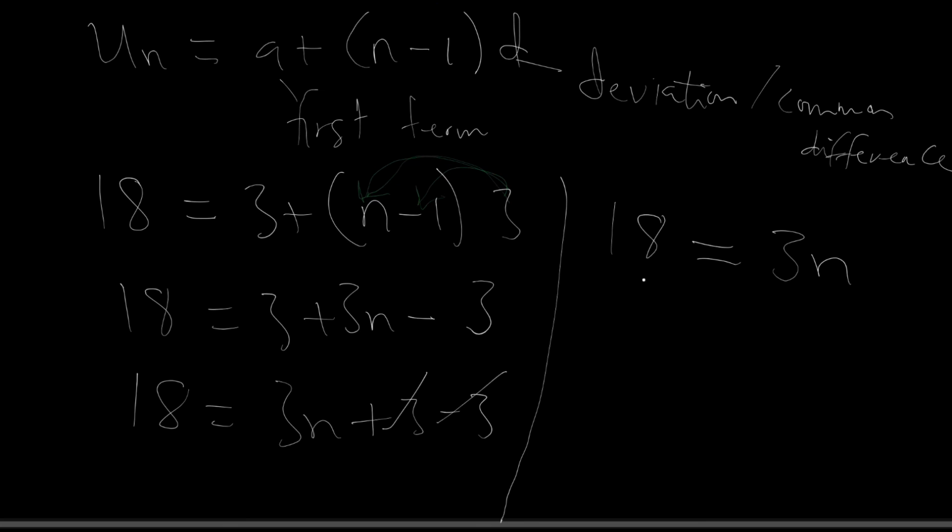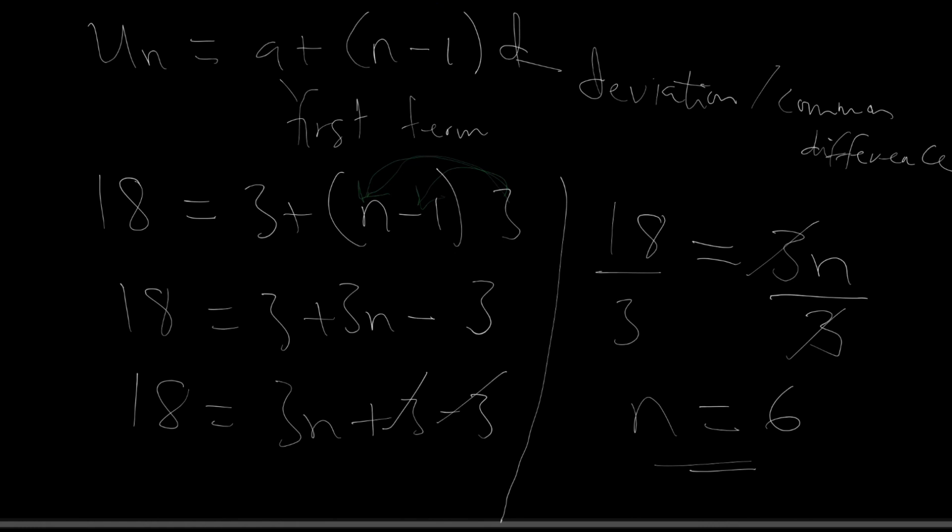So to get n, we divide both sides by 3. So 3n divided by 3, 18 divided by 3. 3 cancels 3. Our n should be equal to 18 divided by 3, which is 6. So we have 6 terms. So we add the common difference to the first term. We do it until we get to 18. Our first term is 3. We add 3, we get our second term. Then we add 3 to the second term, then we get our third term. We do it until the 6th term. So that's what this means.